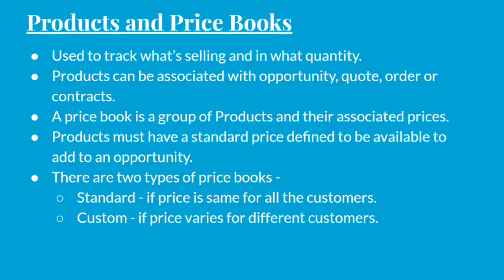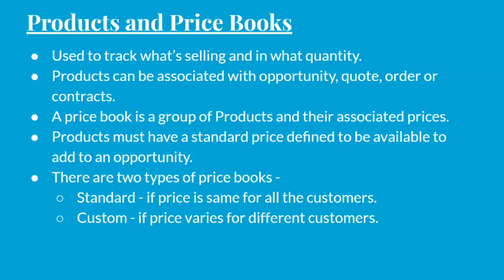A price book is a group of products and their associated prices. So now you have products in the system, and you have the quantity. Now you want to define a price for that particular product as well. Like you have some cost price, some selling price, different kinds of prices. So you have an object called price book where you can define the price for the products which you are selling.